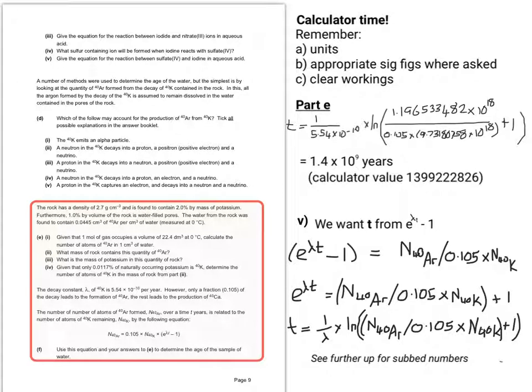So the calculator value is actually 13992222826. We put the exact values in because the values that we got are very slightly different to the values in the mark scheme, but we still end up with 1.4 times 10 to the power of 9 years.